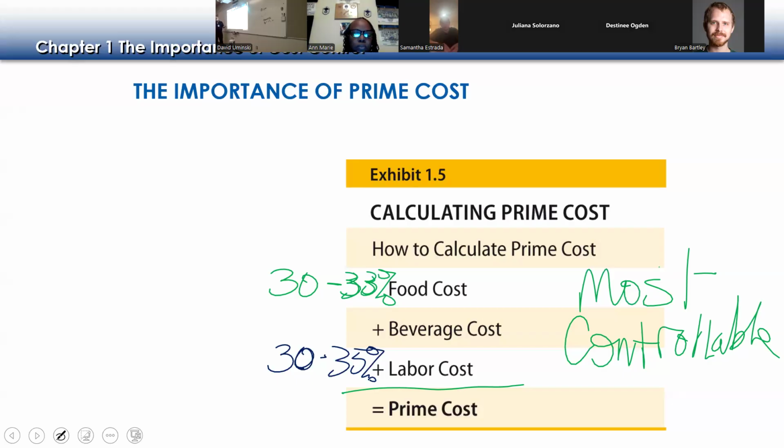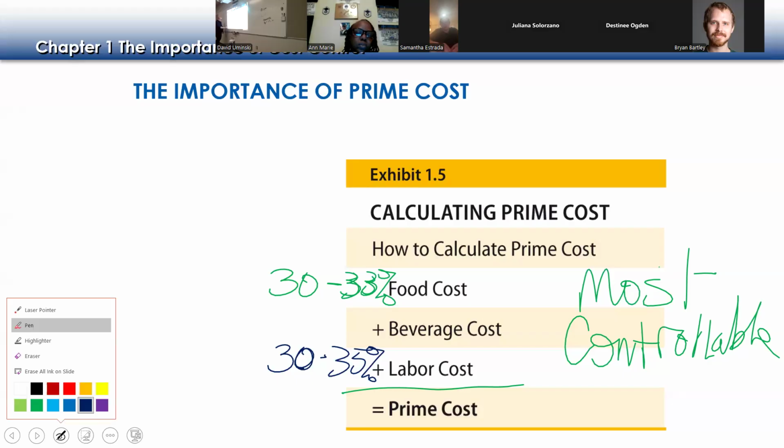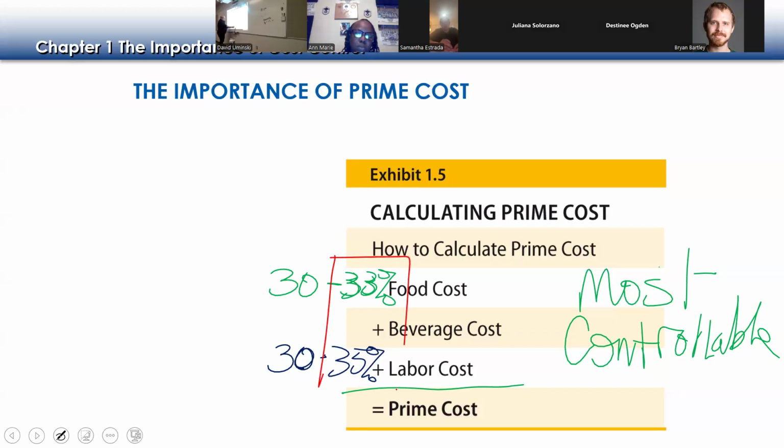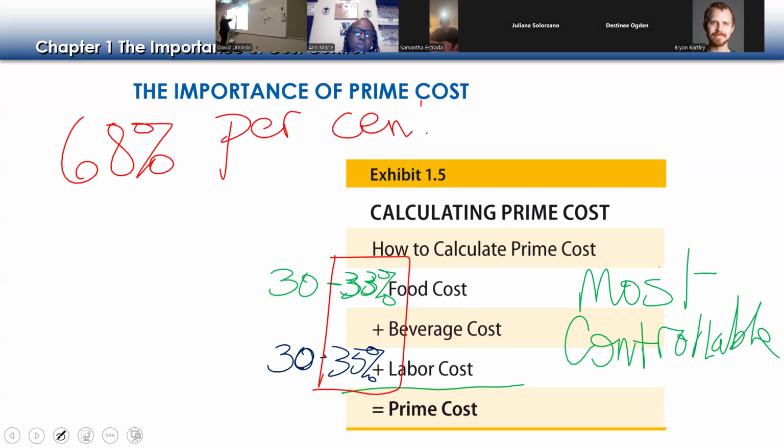But if we look at the high averages, 33 and 35, what is 33 plus 35? 68. 68%. Excuse me, percent. What does cent mean? Good catch. Cent is 100. So 68 per 100.